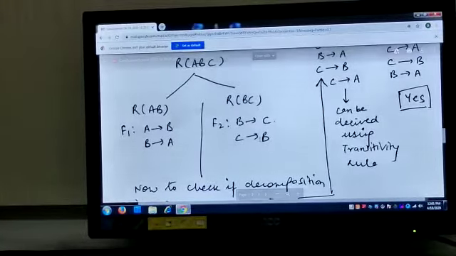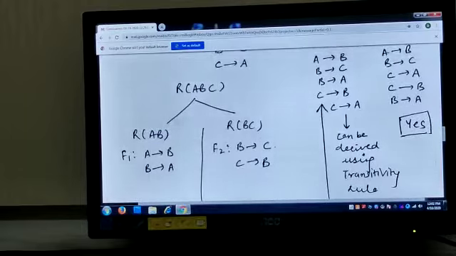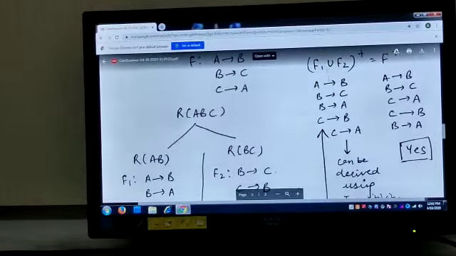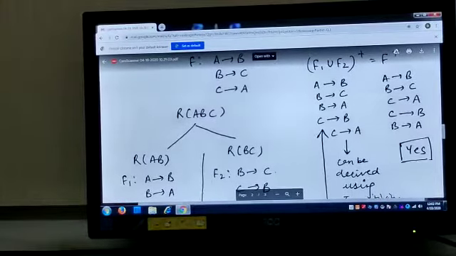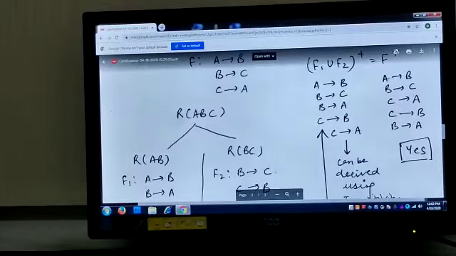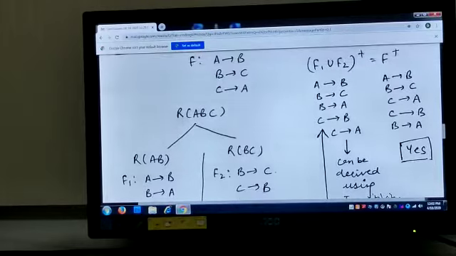Now, how do I check if the decomposition is dependency preserving or not? Just do one thing, you perform union on F1 and F2. When I perform union on F1 and F2, I am having this A to B there, I am having this B to C there, I am having this B to A there, I am having this C to B there, right?